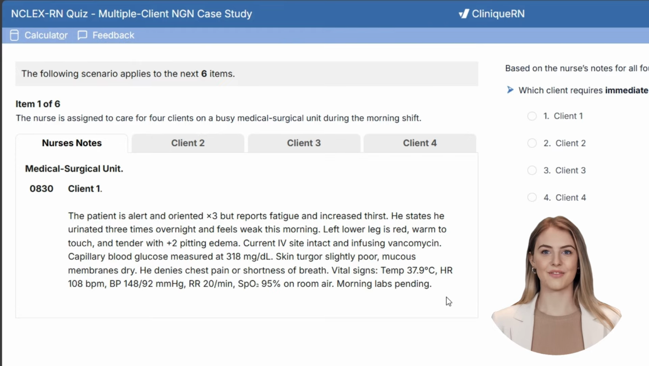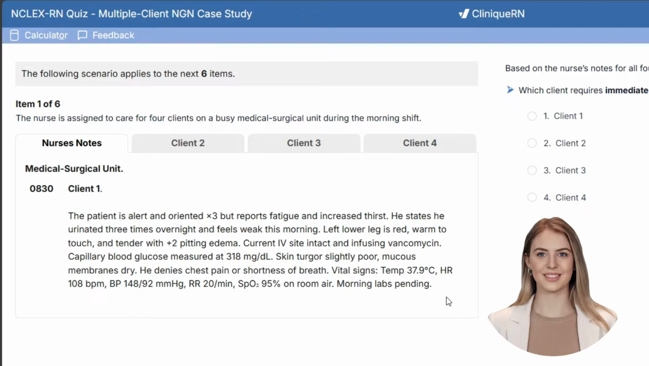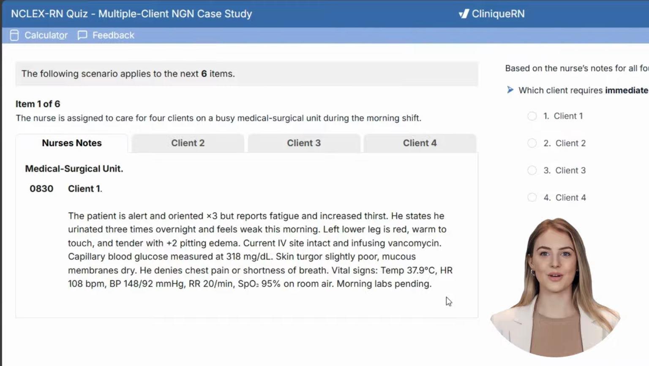The nurse is assigned to care for 4 clients on a busy medical surgical unit during the morning shift. Nursing notes. Client 1. The patient is alert and oriented 3 times, but reports fatigue and increased thirst. He states he urinated 3 times overnight and feels weak this morning. The left lower leg is red, warm to the touch, and tender with +2 pitting edema. Current IV site intact and infusing vancomycin. Capillary blood glucose measured at 318 milligrams per deciliter. Skin turgor slightly poor, and mucous membranes are dry. He denies chest pain or shortness of breath.